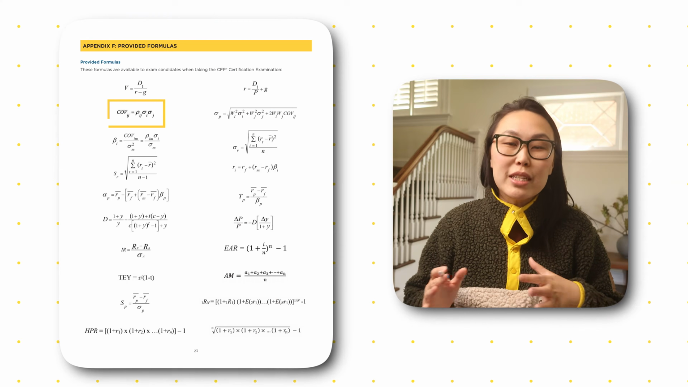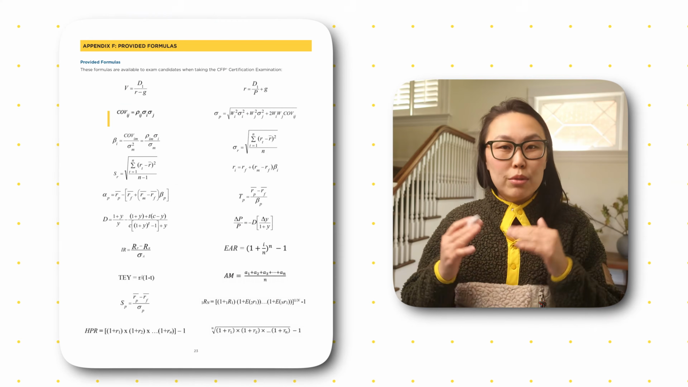Now let's move to the next group of formulas, portfolio statistics. These formulas are essential for understanding risk and how assets are related to each other in a portfolio. Let's break down each formula in this section, starting with covariance. Covariance measures how 2 things move together.